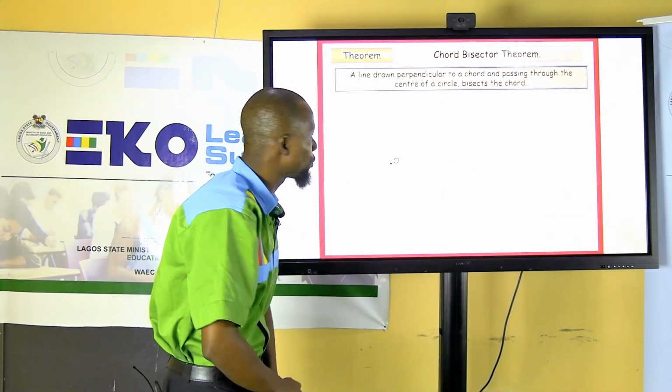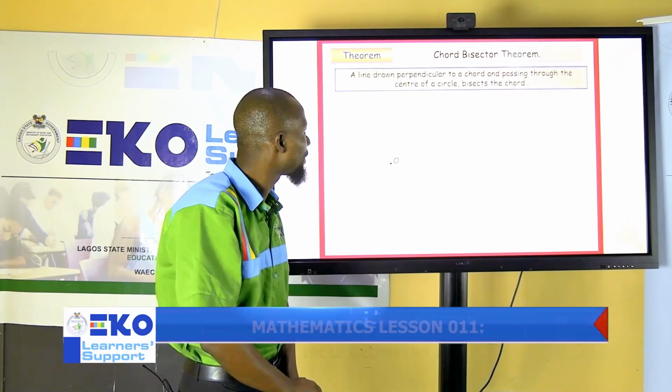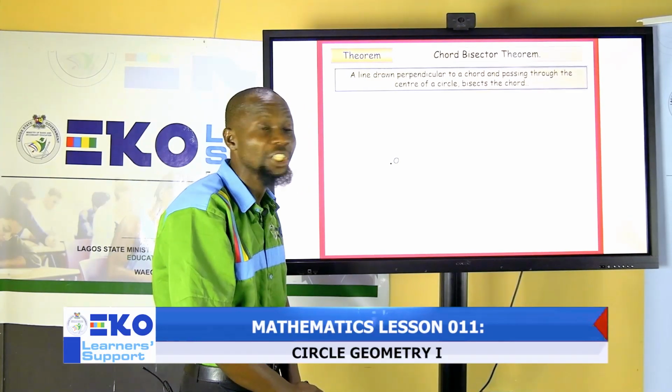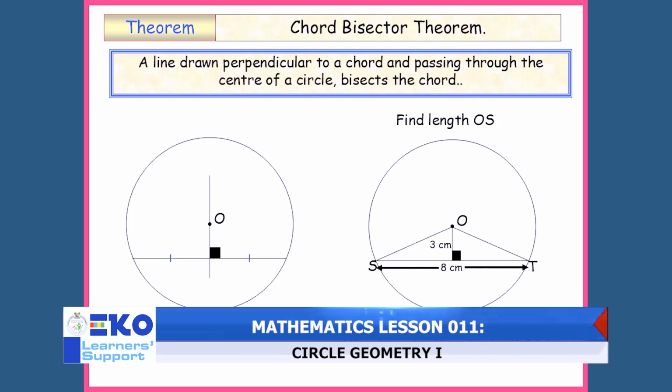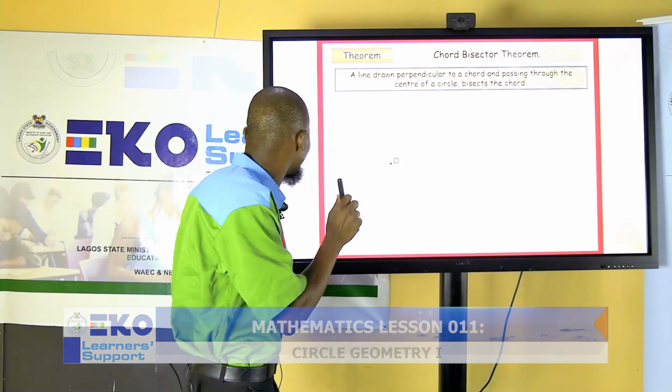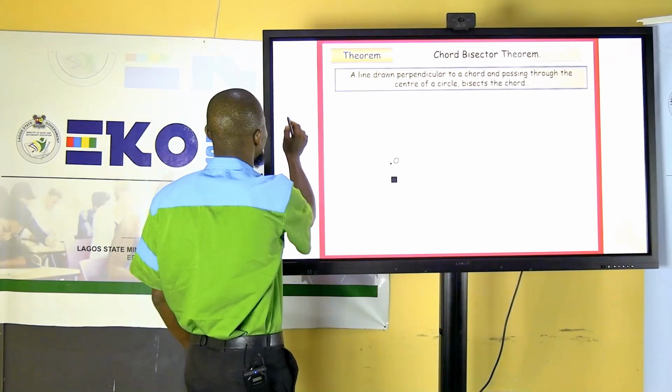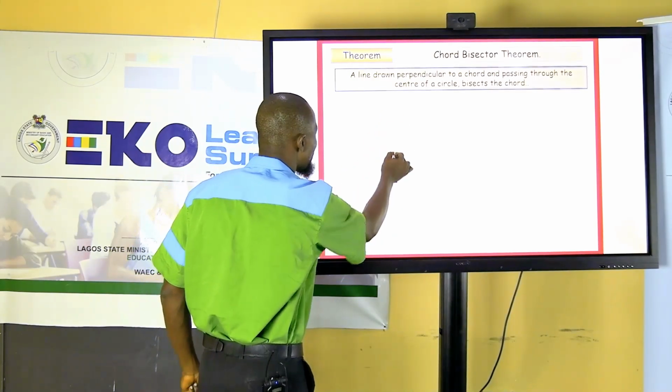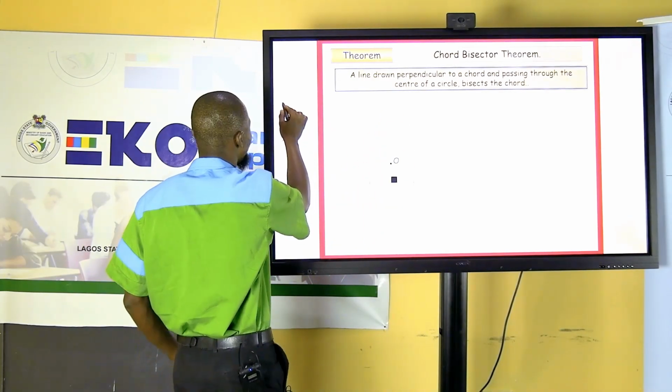All right. So the next, which is the last theorem we are going to look at, is talking about the chord bisector theorem. A line drawn perpendicular to a chord and passing through the center of the circle bisects the chord. It's also one of the facts that I mentioned earlier. Okay, so this is just it. It bisects the chord. So we have done that.